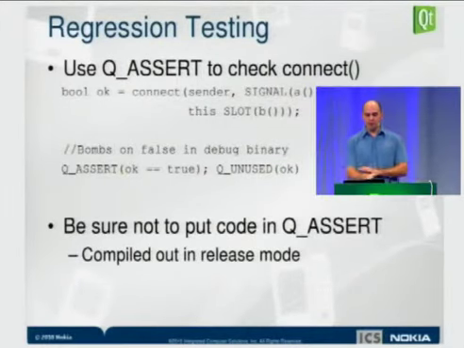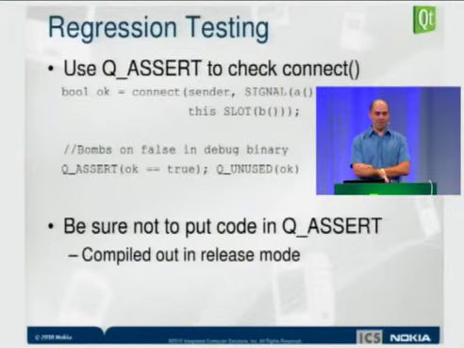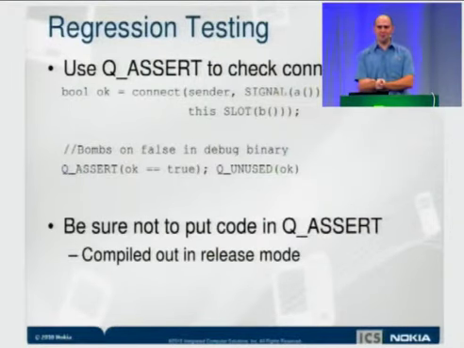So here we are getting a value back from connect, and we're just asserting it on true. And that would bomb in debug mode, and we would know that our test crashed. We would get an email from our either testing department or automated tests. Bad things happened. You may notice a weird piece of extra code there called QUnused_OK.